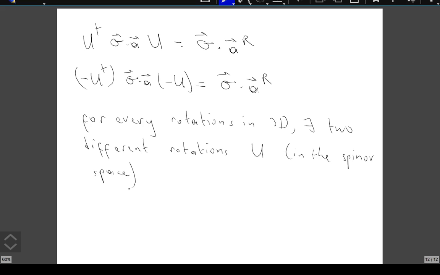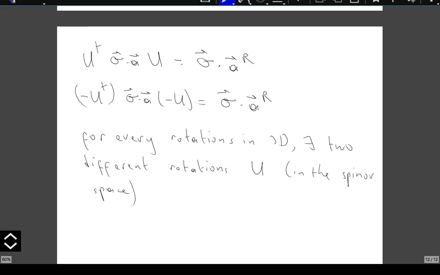So if you have one U corresponding to a given rotation, minus U corresponds to exactly the same rotation. Whenever you are dealing with these spin one-half particles, you always have these additional factors of 2. It rotates by theta over 2, and you have two different matrices corresponding to the same rotation, etc.